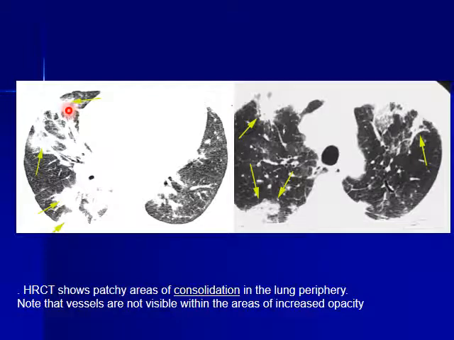Again, this is consolidation. I cannot see vessels, and it has air bronchogram. This one is also consolidation, but without air bronchogram.